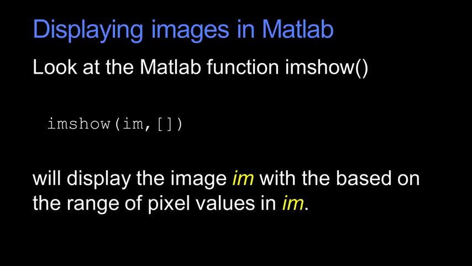Okay? You can also do imshow and just give it this empty array, and it will scale the image for you automatically. That is, it'll find the minimum value in the image and say, okay, that's going to be black. It'll find the maximum, it'll say that'll be white, and it'll scale you. There's another function called imagesc, for image scale. It's a much older function. It's not in the Image Processing Toolbox, which will also display it.